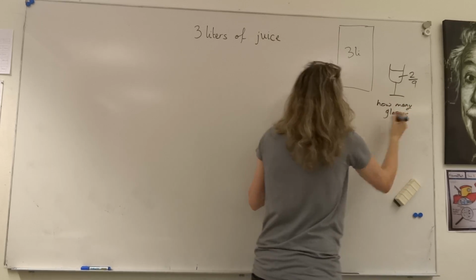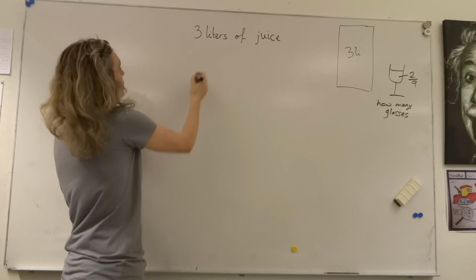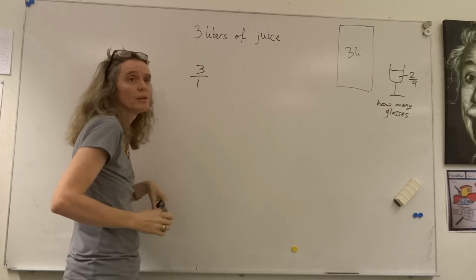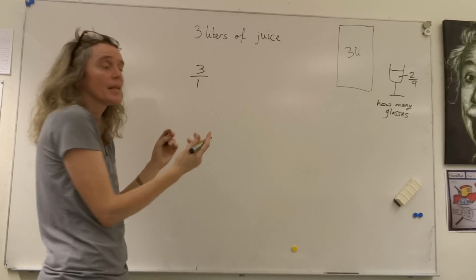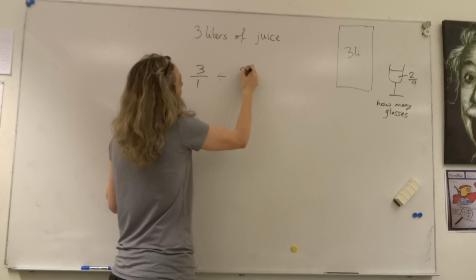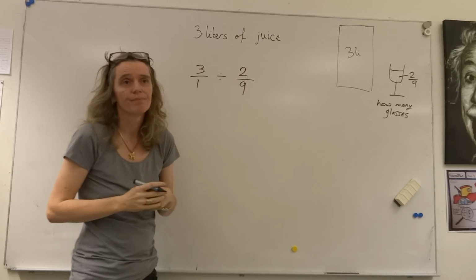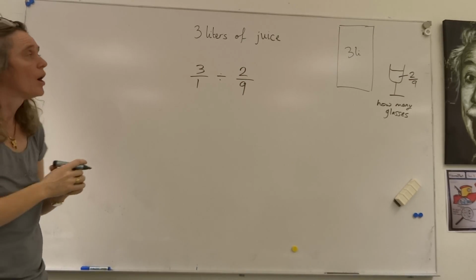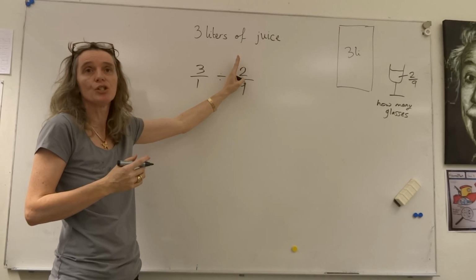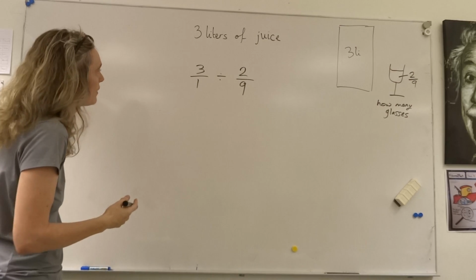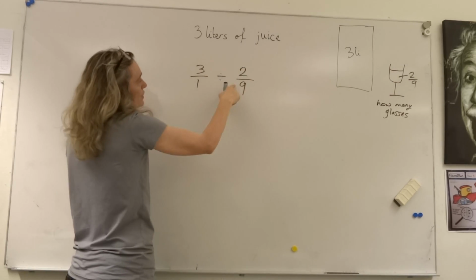We have to think that we've got 3 litres, which in fraction terms can be written as 3/1. And we're dividing it, we're trying to find out how many glasses there are going to be. So we'd be dividing it by 2/9. Okay, so now we've got our 3 litres and we're splitting it up into glasses of 2/9 and we're seeing how much is left over. So let's do that. We know how to divide with fractions.